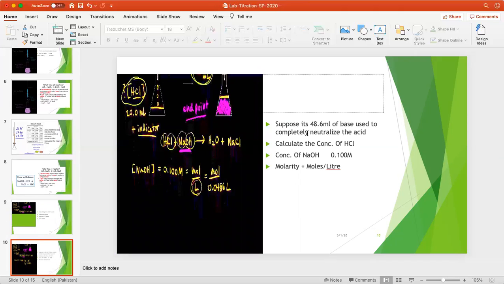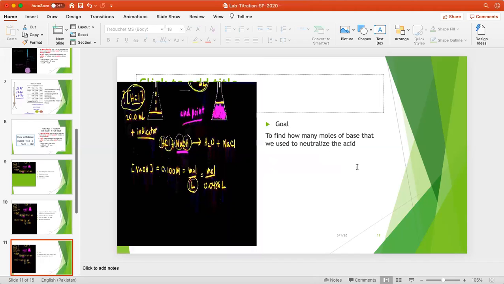So suppose we have started with the sodium hydroxide. तो sodium hydroxide जो है वो आपका 0.100 मोलर कंसंट्रेशन है उसकी, ठीक है. और हम कैलकुलेट करेंगे HCl की कंसंट्रेशन बाय यूजिंग दिस फिगर. सो मोलैरिटी का फॉर्मूला हम यहाँ अप्लाई करेंगे. मोलैरिटी मींस मोल्स पर लीटर. गोल क्या है? To find how many moles of base that we use to neutralize the acid. सो यहाँ मैं आपको इसको एक्सप्लेन करूँगी.